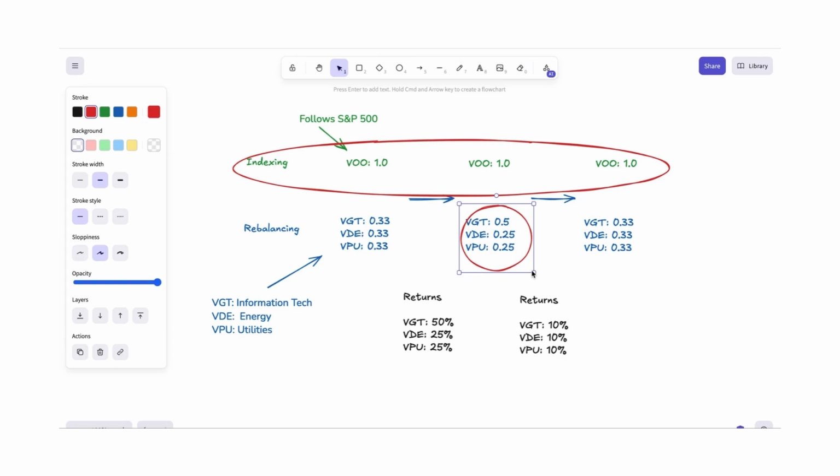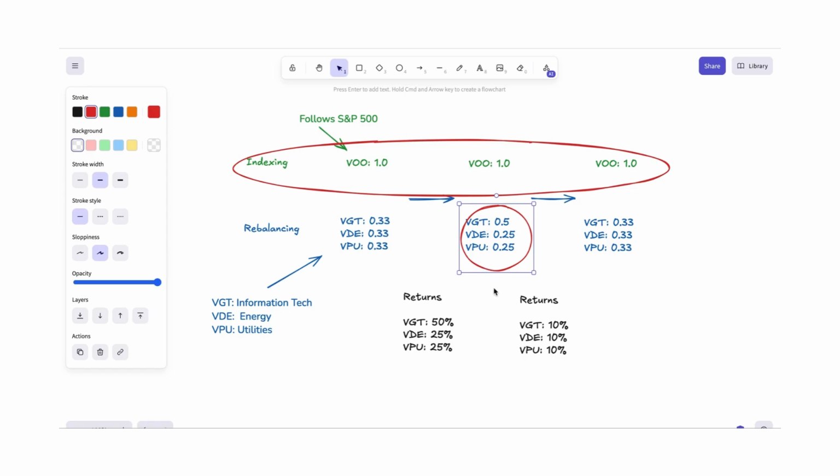What we are going to do now in the second month is take this basket of stocks and assign a higher percentage to the stock that got higher returns. So we are going to divide proportionally based on the returns of each of these stocks. Because VGT has got double returns compared to VDE and VPU, we are going to assign 2x more shares to the VGT. So 50% of our shares will go to the VGT, and the rest will be equally divided between VDE and VPU, which have got equal returns.